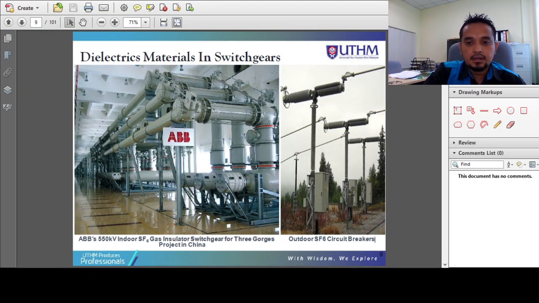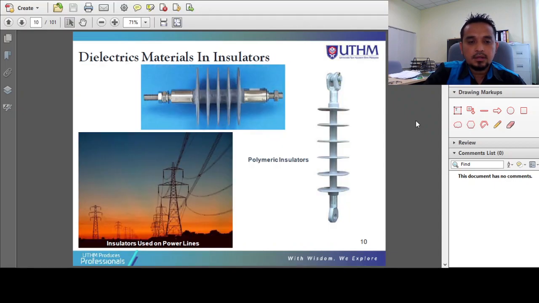Okay, next. We also have the example of solid dielectric material which is used for a transmission line. This is what we call the polymeric insulator. This is the suspension polymeric insulator, used to suspend, or to mechanically hold, the power line cables or transmission cables to the transmission tower.